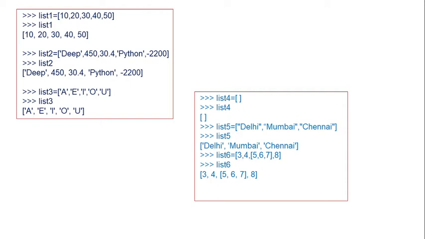Then we have list 4. What is the specialty of list 4? List 4 is an empty list. We have empty square brackets, so it indicates an empty list. That's it. So list 4 is simply square brackets.